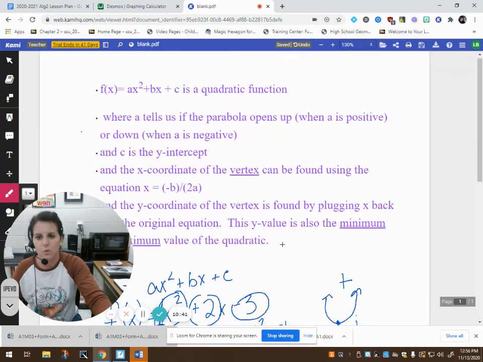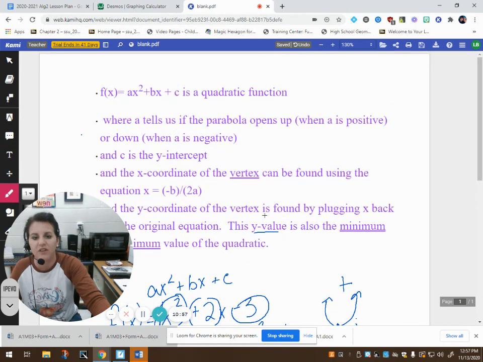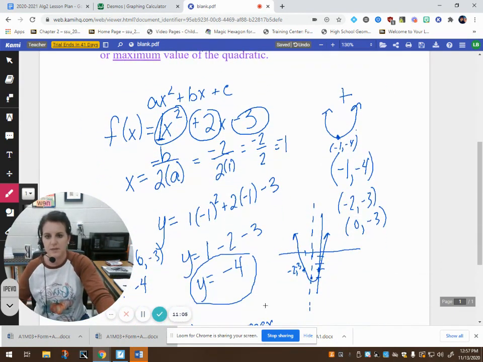So one more time, the last part of this says, and the y-coordinate of the vertex is found by plugging the x back into the original equation. This y value is also the minimum or the maximum of the quadratic function. It depends on if my a was positive or negative. If a was positive, the y value is a minimum. If a is negative, the y value is the maximum. And that sums up this lesson.